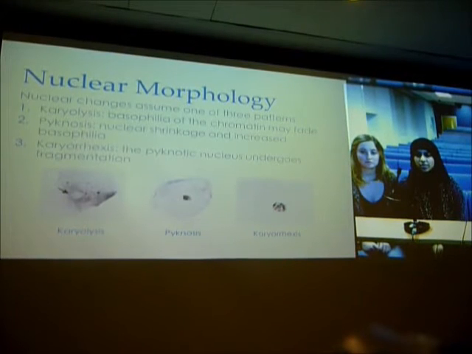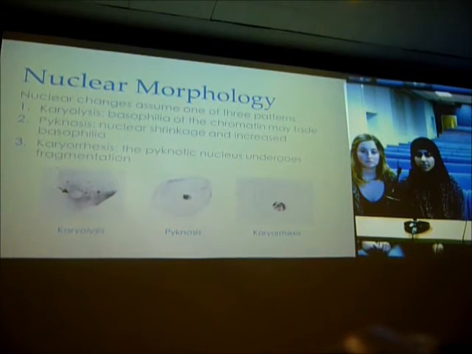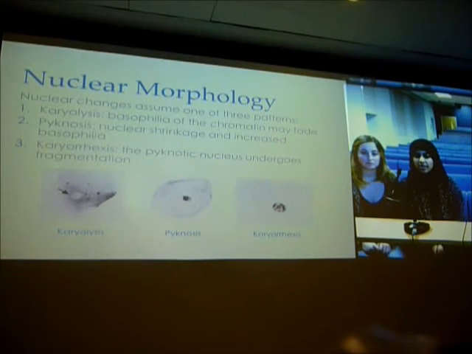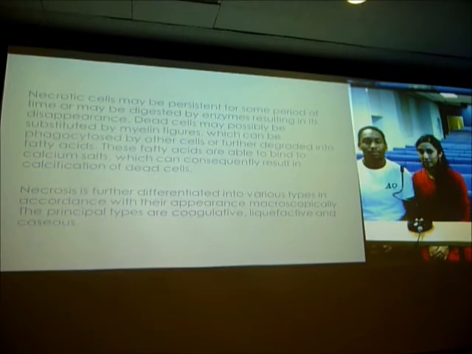Nuclear changes assume one of three patterns due to chromatin breakdown. Karyolysis is the basophilia of the chromatin which may fade. Pyknosis is characterized by nuclear shrinkage and increased basophilia. Karyorrhexis: the pyknotic nucleus undergoes fragmentation.